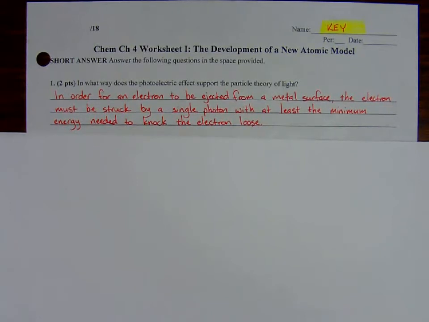So in order for an electron to be ejected from a metal surface, the electron must be struck by a single photon with at least the minimum energy needed to knock the electron loose. And this was kind of confusing at the time because at the time light was understood to be a wave. And that means that the supply of energy is more or less constant. The consequence of that idea is that you'd be able to eject an electron with any frequency of light, any energy of light, so long as you allowed that energy to build up in the atom, that metal atom.